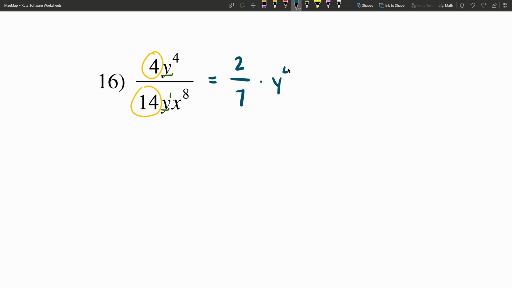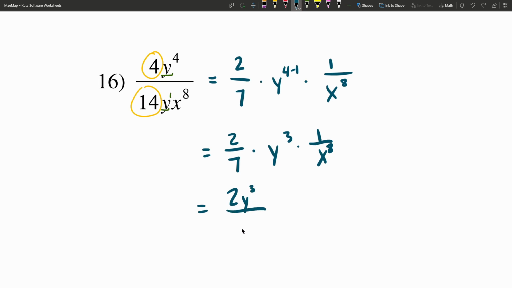Now, when I write my y to the 4th over y to the 1st, I can write that as y to the 4 minus 1. And my x to the 8th is just in my denominator, can't be combined with anything else, so I'll write that as 1 over x to the 8th. So I'll have 2 over 7 times y to the 4 minus 1, which is y cubed, times 1 over x to the 8th. Writing this back as one single fraction, I'll have 2y cubed all over 7x to the 8th.